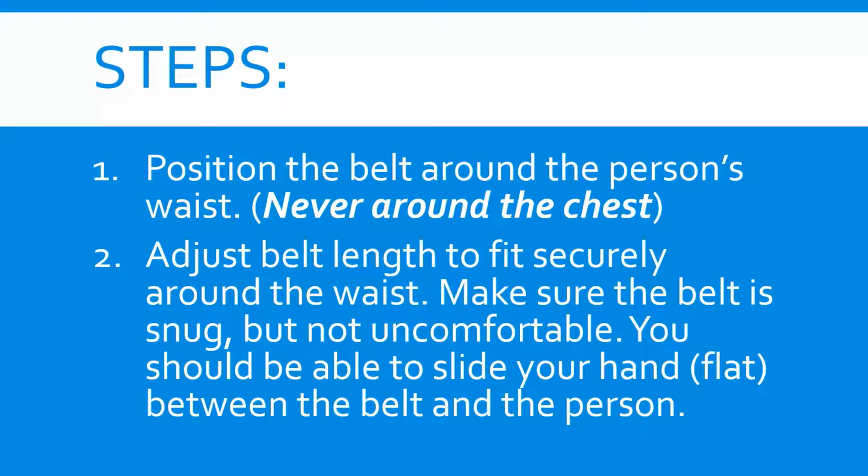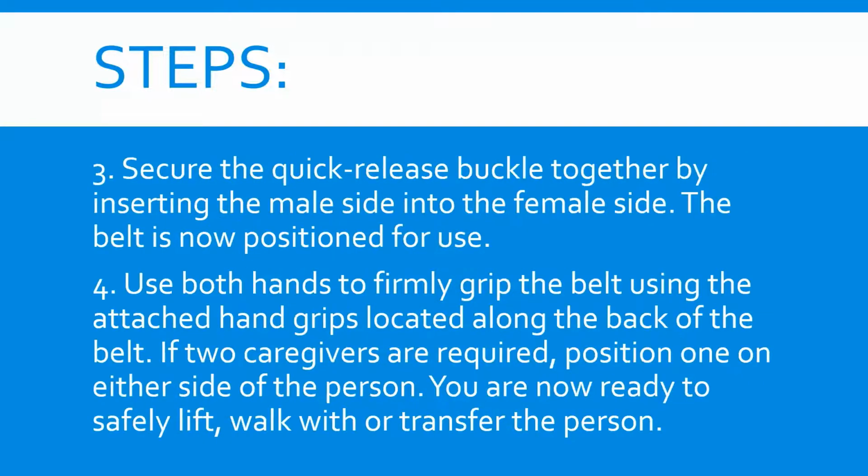To use the gait belt, position the belt around the person's waist, never around the chest. Adjust the belt length to fit securely around the waist. Make sure the belt is snug but not uncomfortable. You should be able to slide your hand flat between the belt and the person. Secure the quick release buckle together by inserting the male side into the female side. The belt is now positioned for use.